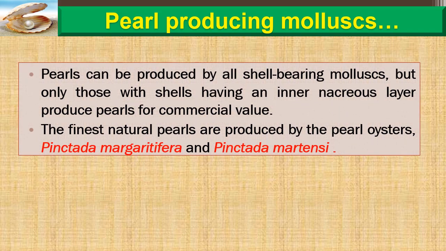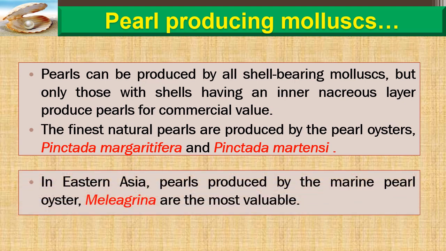Pearls can be produced by all shell-bearing mollusks, but only those with shells having an inner nacreous layer produce pearls of commercial value. The finest natural pearls are produced by the pearl oysters, Pinctada margaritifera and Pinctada fucata martensii. In Eastern Asia, pearls produced by the marine pearl oyster Pteria are most valuable.